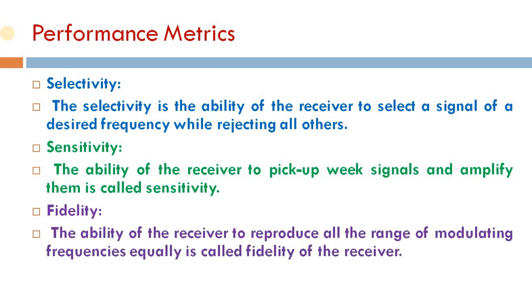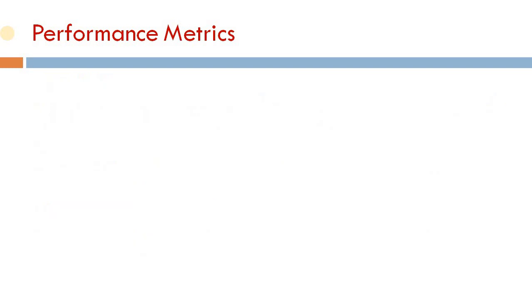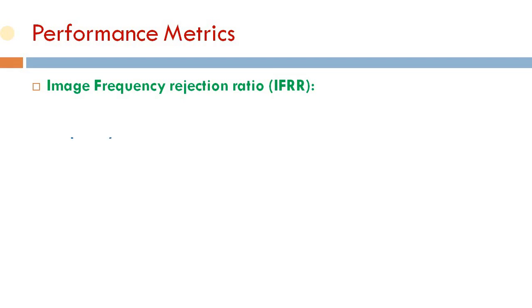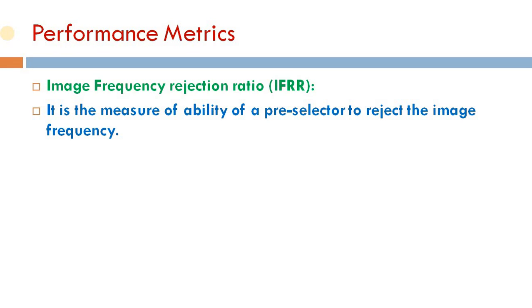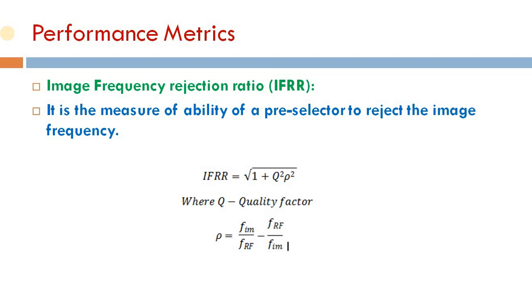Next, fidelity. The ability of the receiver to reproduce all the range of modulating frequencies equally is called fidelity of the receiver. Next, let us see about image frequency rejection ratio, which is abbreviated as IFRR. It is actually the measure of the ability of a preselector to reject the image frequency. The formula for image frequency rejection ratio is square root of 1 plus Q squared rho squared, where Q is the quality factor and rho is equal to f image frequency divided by radio frequency minus radio frequency divided by image frequency.